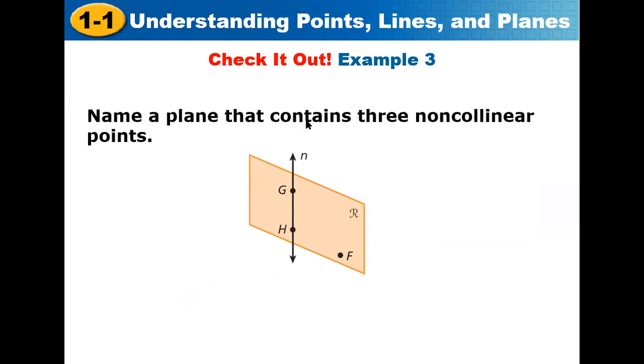Name a plane that contains 3 non-collinear points. 3 non-collinear points. Name a plane. Remember that collinear means all of them belong to the same line. Then the possible answer could be plane GHF. GHF, 3 non-collinear points inside this plane.